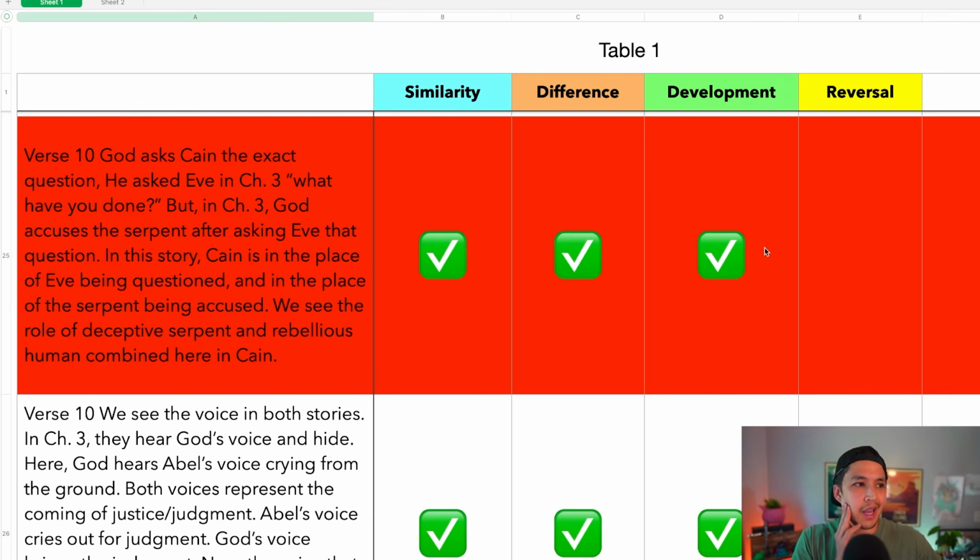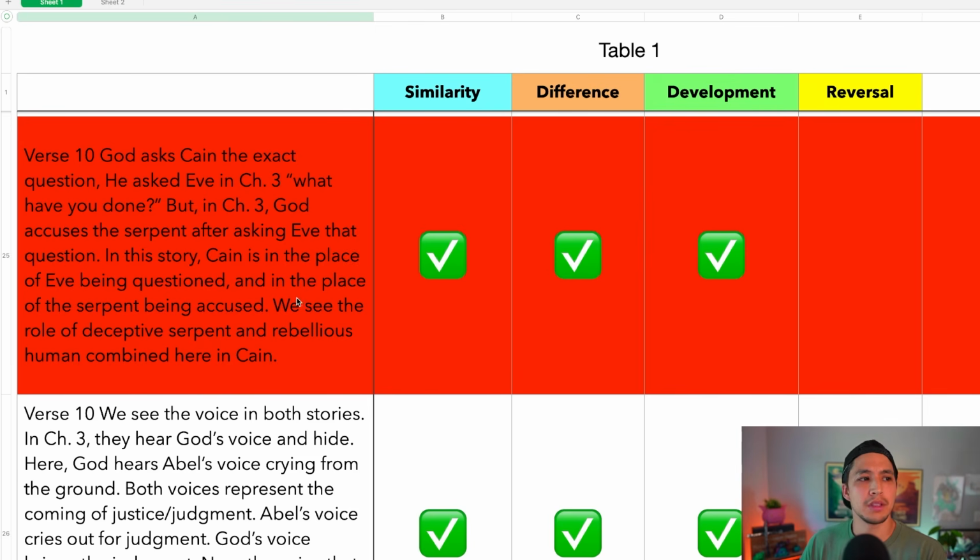God asks Cain the exact same question he asked Eve in chapter 3. What have you done? Right? God accuses the serpent. In this story, Cain is questioned, but he's also accused. So Cain is in the role of Eve and in the role of the serpent. So I just want to be thinking of, like, in my own life, have I seen that play out? Not that God accuses his people. It's not condemning. It's not shameful. But where have I found myself being like Eve, or God's inviting me to step out and he's like, hey, what'd you do?